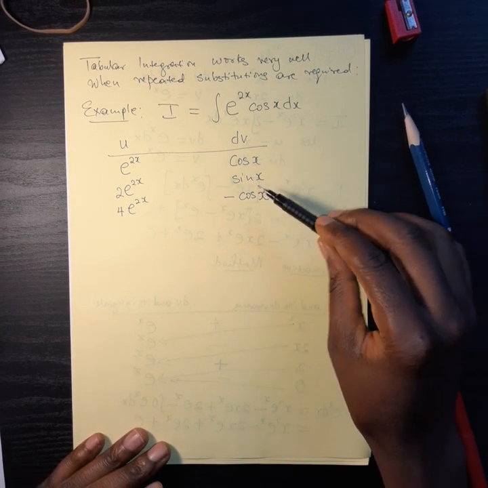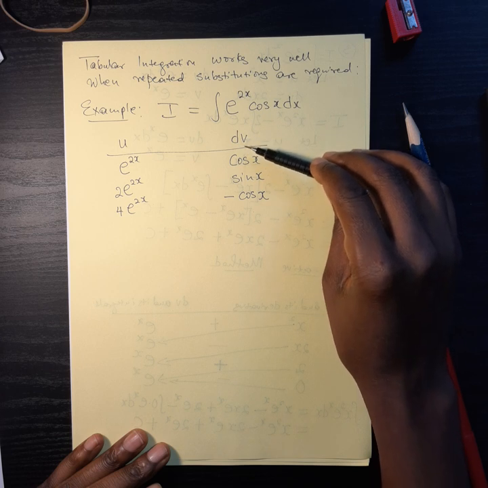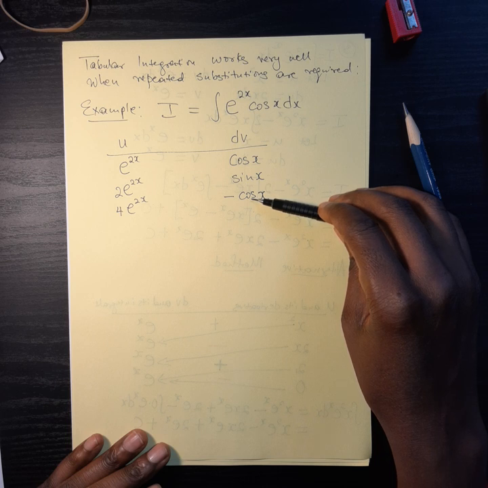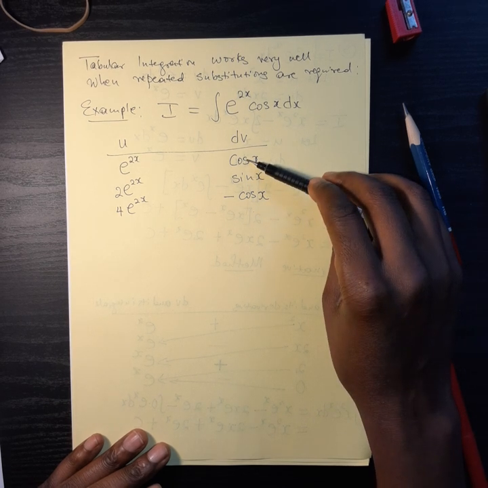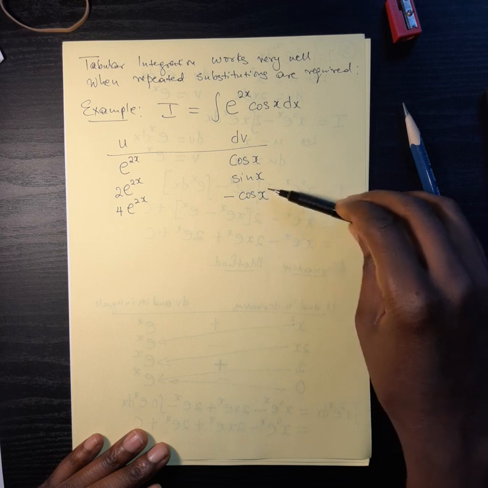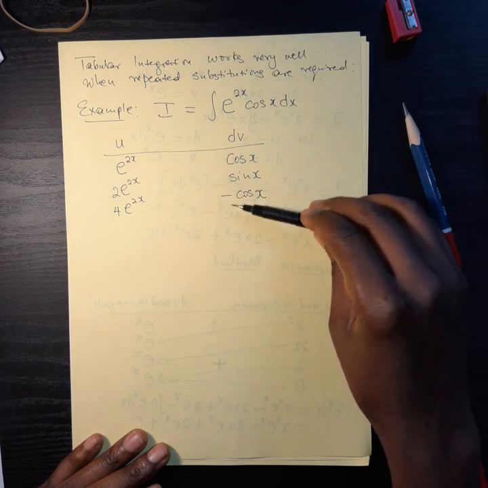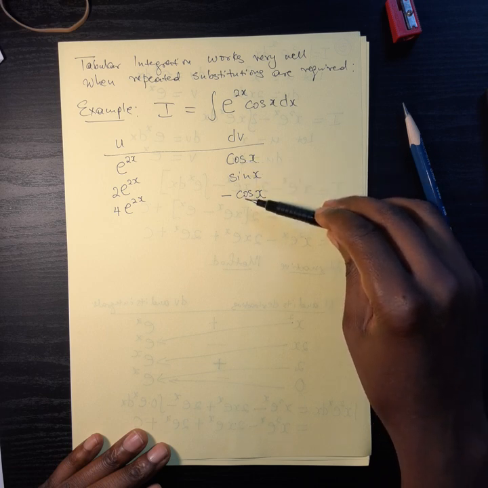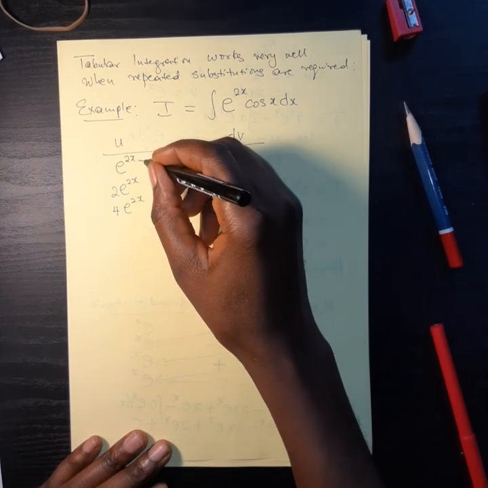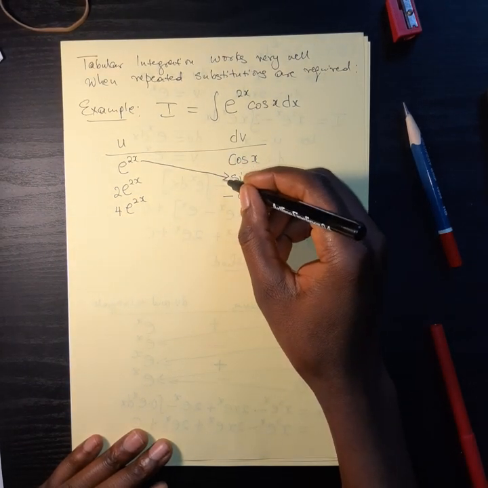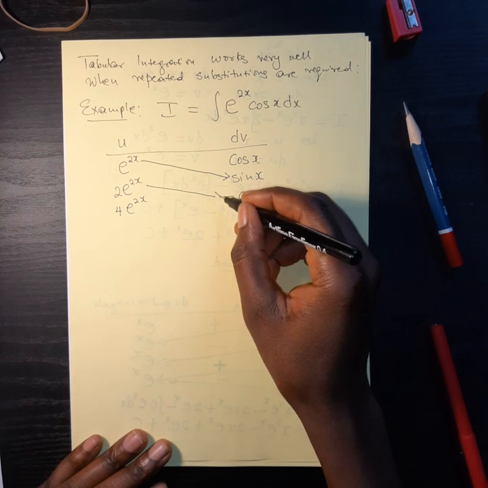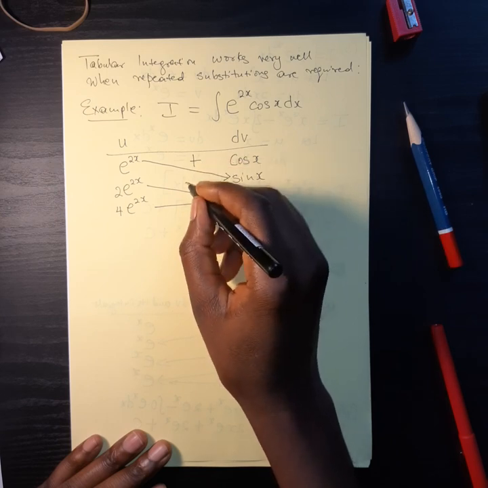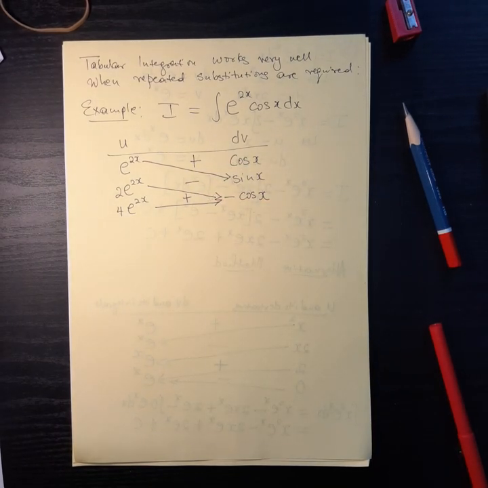We stop when, you can see here, we have produced cosine of x again, a multiple of cosine of x. So the moment we get a constant multiple of whatever we started off with, we stop. Okay, so again, we will multiply them like this, multiply them like this, multiply them like that. This will be positive, minus, positive, like that.